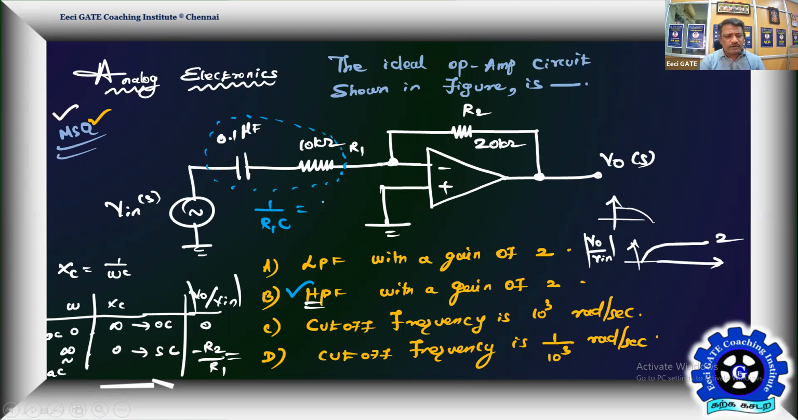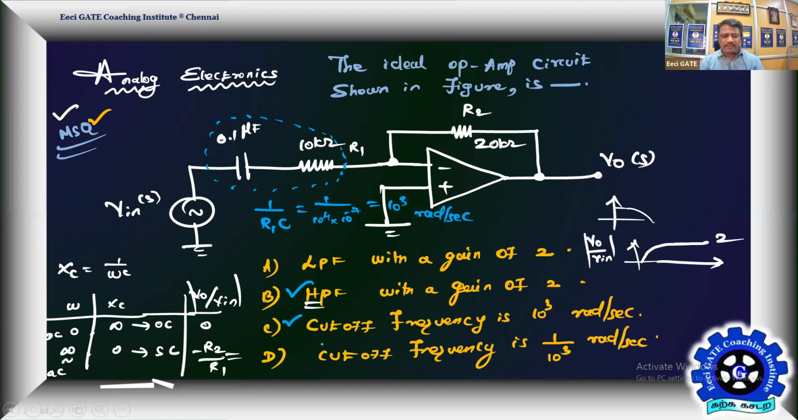So 1 by R1C is going to become, let me take it: R1 is 10 power 4 and C is going to be 10 power minus 7. So the cutoff frequency is going to be 10 power 3 radian per second. The cutoff frequency will be 10 power minus 3 in the product, so 10 power 3 radian per second. So the cutoff frequency is this.